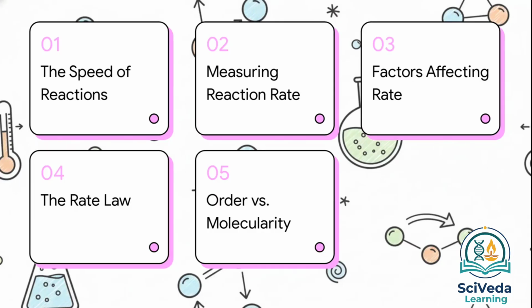So here's what we're going to cover. First, we'll get a solid grip on what kinetics actually is. Then we'll figure out how you measure a reaction's speed. After that, we'll look at all the things that can control that speed. We'll even learn how to write its official rulebook, which is called the rate law. And finally, we'll clear up some common confusion between two key terms, order and molecularity.